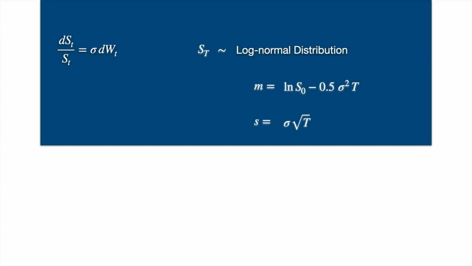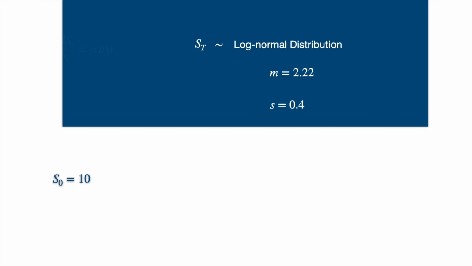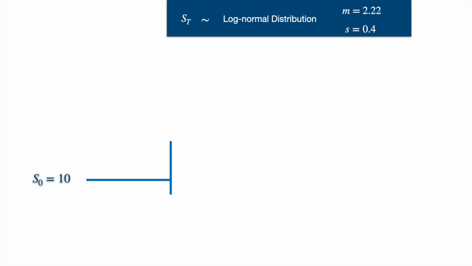Let's assign values to the parameters to make things more concrete. So let's assume that the initial stock price is equal to 10, the volatility is equal to 40%, and we are interested in an option with 1 year maturity. If you plug in these values into the expression for mean and standard deviation, you will get a mean of 2.22 and standard deviation of 0.4. The current stock price is 10 and the price 1 year from now can be anything between 0 and infinity.